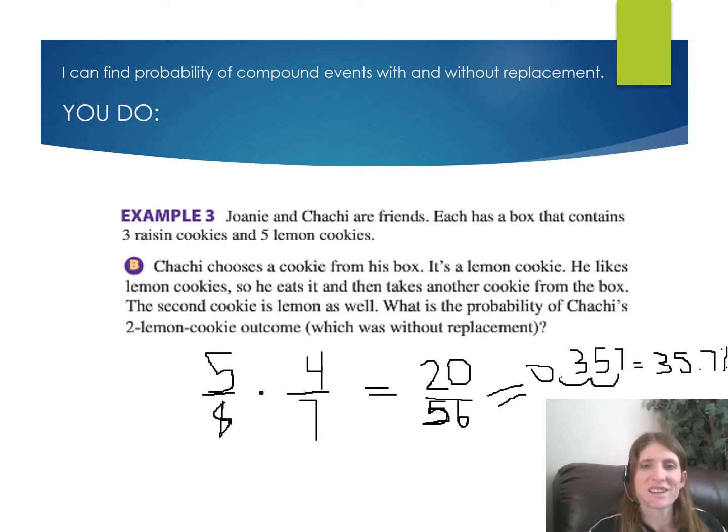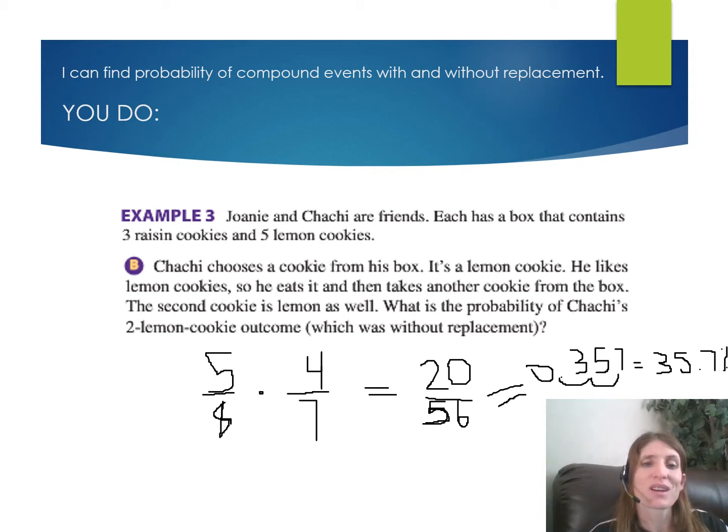Okay, students, here is the answer. You can see that I put 5/8 because there were 5 lemon cookies and the total in the box were 8. But then it says that he likes them, so he ate his lemon cookie. And so now there are only 7 cookies in the box. That's why it's out of 7. And only 4 of them now are lemon.